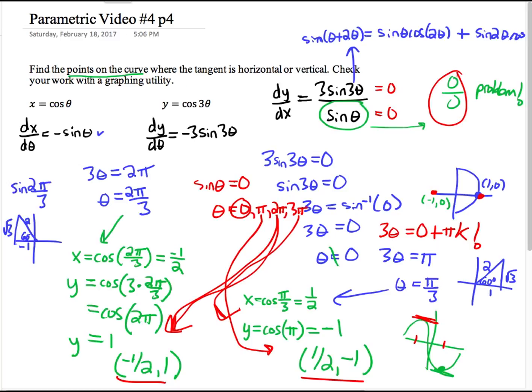The only other place it could happen would be out here further along, right? Out here at like 4 pi. But like I said, I think that's just going to be another spot where we're horizontally tangent again, just like when we were retracing the parametric curve when we saw it at the very beginning.